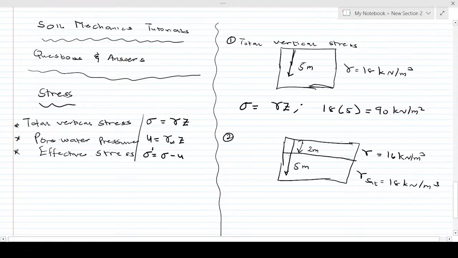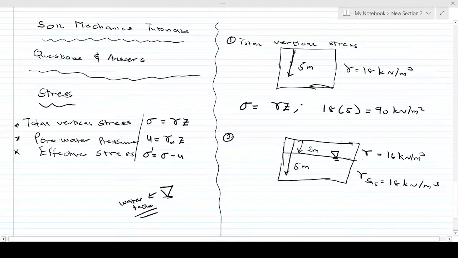In here also, we have the water table. When you see this symbol, it simply means water table, meaning that the water in the soil starts from that particular level. So in this question, we are being asked to determine the vertical stress on the soil at a depth of z equals 5 meters. Just the total stress at this depth.